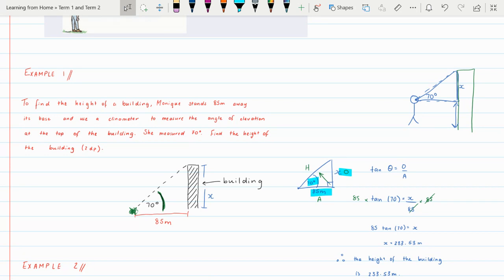All right, the problem with this question is in the diagram here, so you can see here's Monique standing there. You can see she used a clinometer. That's a tool that you hold up to your eye, and you hold the bottom of it horizontal, and then it tells you the angle of elevation or depression to what you're looking at.